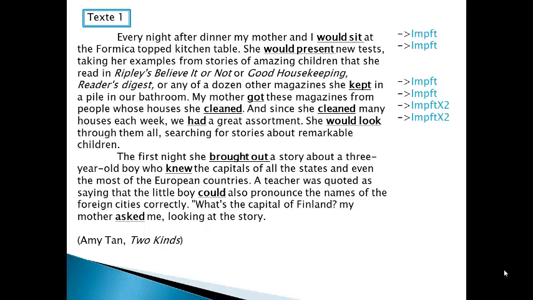The first night she brought out a story about a 3-year-old. The first night she brought out, it's a one-time thing, passé composé, about a 3-year-old who knew the capitals of all the states. Does he know it once or does he know it all the time? He knows it all the time. That is imparfait. A teacher was quoted as saying that the boy could also pronounce the name of foreign cities correctly. He could. Is it passé composé or imparfait? It's imparfait. It's background information. Okay?